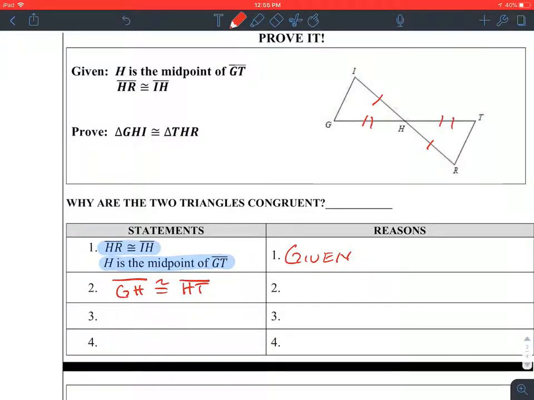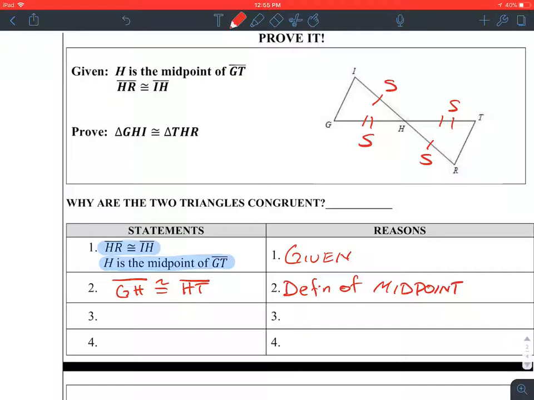How do I know it means that? Because I know the definition of midpoint. If you look that up in your notes, we did that many moons ago, you will find the definition of midpoint is if H is the midpoint of segment GT, then segment GH is congruent to segment HT. So currently we have side, side in each of our triangles.